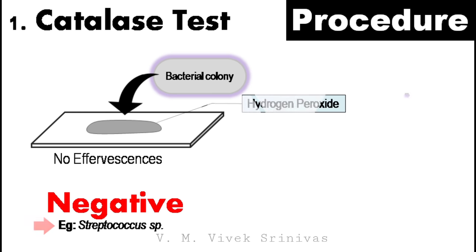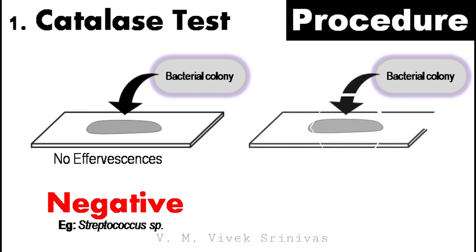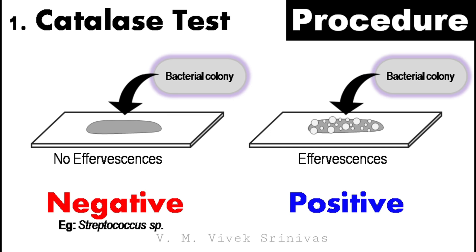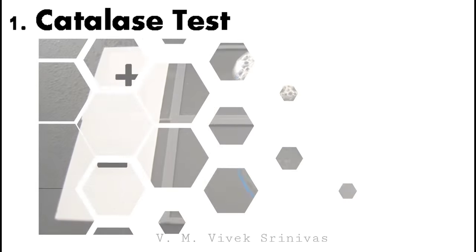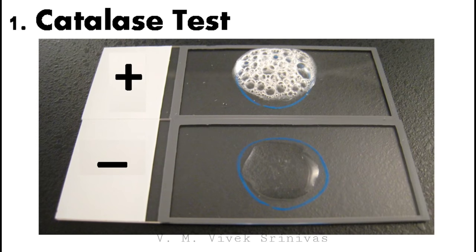In contrast, if the bacterial colony, once emulsified with the hydrogen peroxide, produces bubbles or effervescence, it indicates the test is positive. For example, the Staphylococcus bacterial organism is positive for the catalase test. This is the procedure for the catalase test. This is the photograph showing the positive and the negative test results of the catalase test.